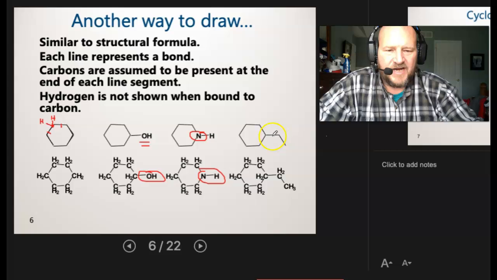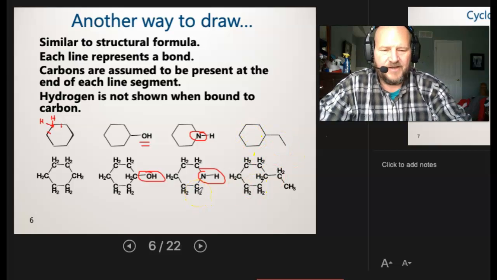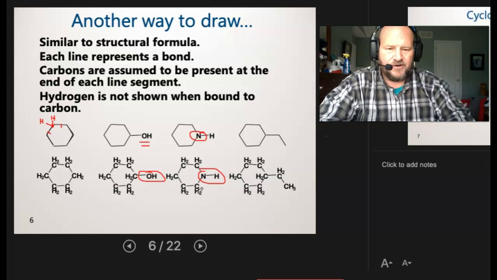Now, if it's all straight hydrocarbons, then you notice there's nothing there. So we don't write anything in, we just keep the line segment going. So I know that's going to take some time to get used to that. Make sure you look over it though.